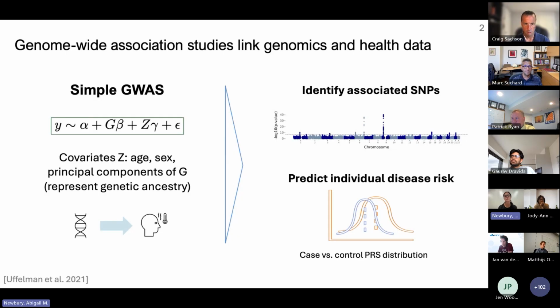For covariates Z, we're typically including things like age, sex, and principal components of G, which are shown to represent axes of genetic ancestry and can help to adjust out confounding, because this is a very common confounder in genotype-phenotype relationships. Once we perform our GWAS, we can identify associated SNPs. These are SNPs significantly associated with disease that might help us understand a bit more about biological mechanisms of disease. We can also aggregate these SNPs and their effect sizes in order to attempt to predict individual disease risk based on genetic information with things like polygenic risk scores.